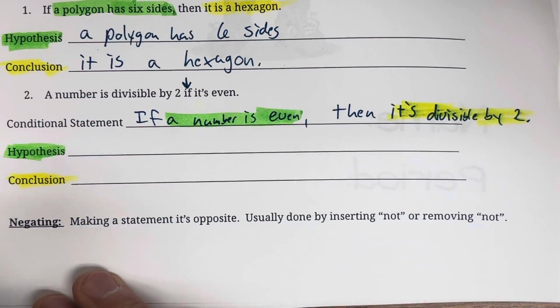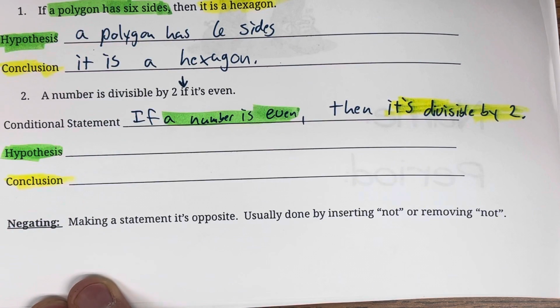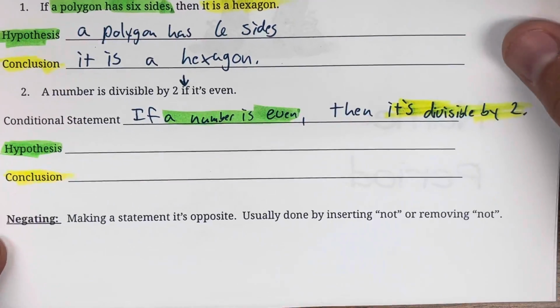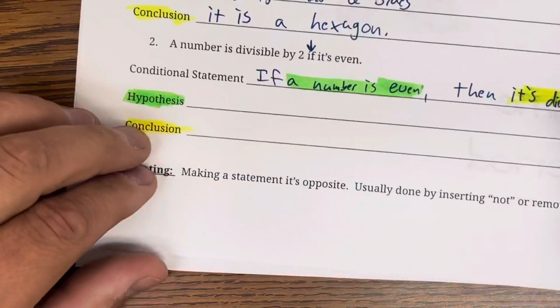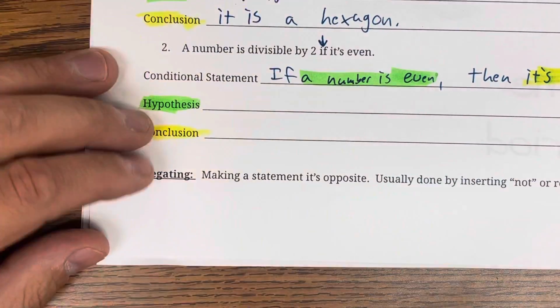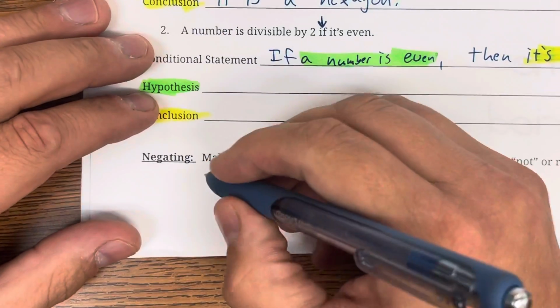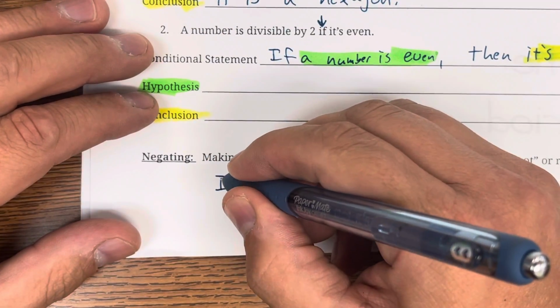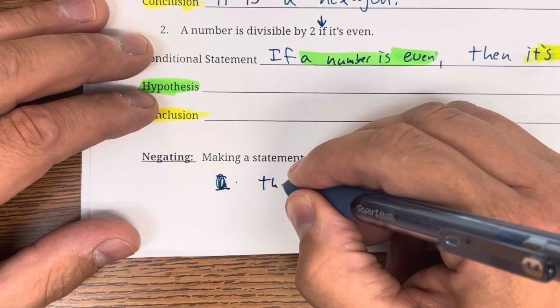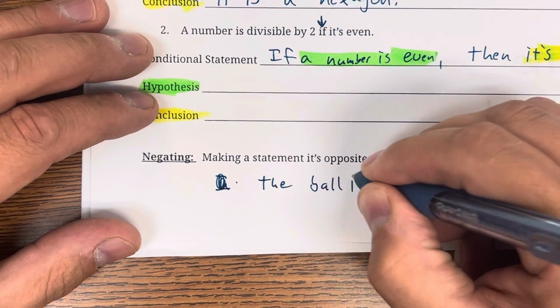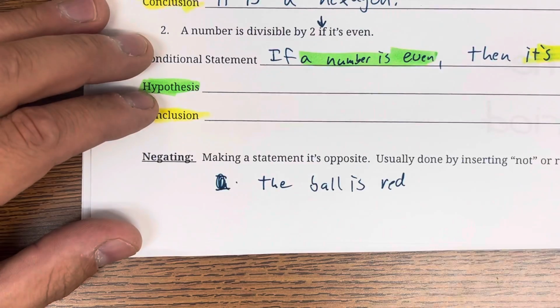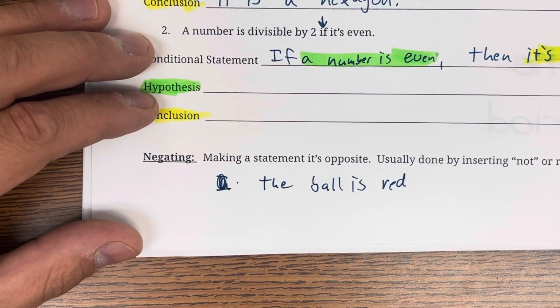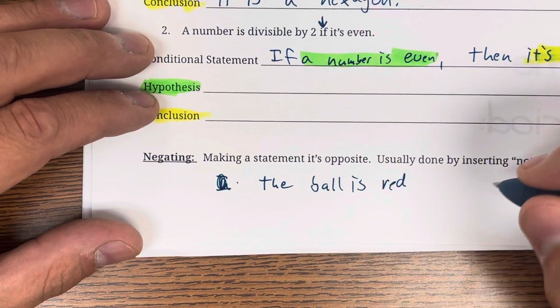Next step here is negating. Negating means we're going to make a statement its opposite. This is done by inserting the word not or taking out the word not. We do not change up the statement, all right? So when I negate something, I do not just try and say something that's opposite, all right? If I were to say, the ball is red, for me to negate that, I don't say the ball is green, okay? I say the ball is not red.